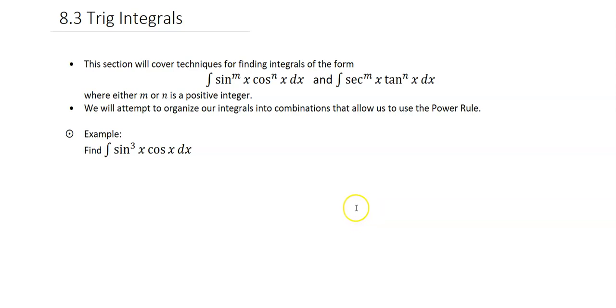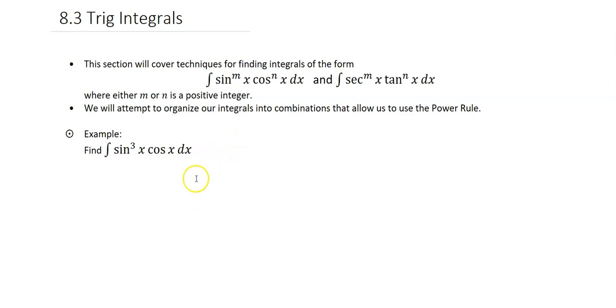In this video, we're going to cover techniques for finding integrals of the form the integral of sine to the mth power of x times the cosine to the nth power of x with respect to x, or integrals with powers of secant of x multiplied by powers of tangent of x with respect to x, where either m or n is a positive integer. We're going to attempt to organize our integrals into combinations that will allow us to use the power rule.